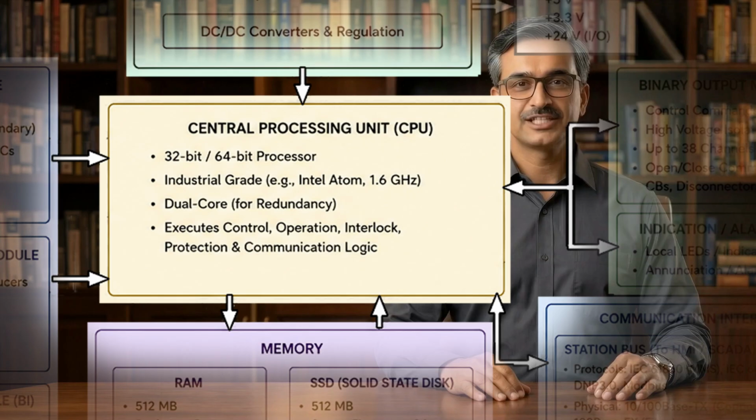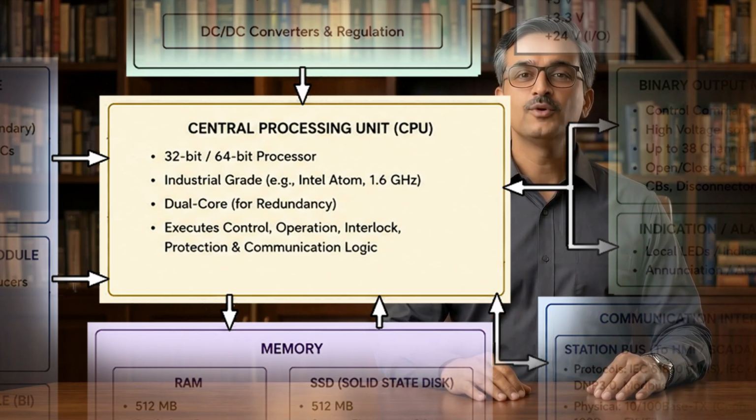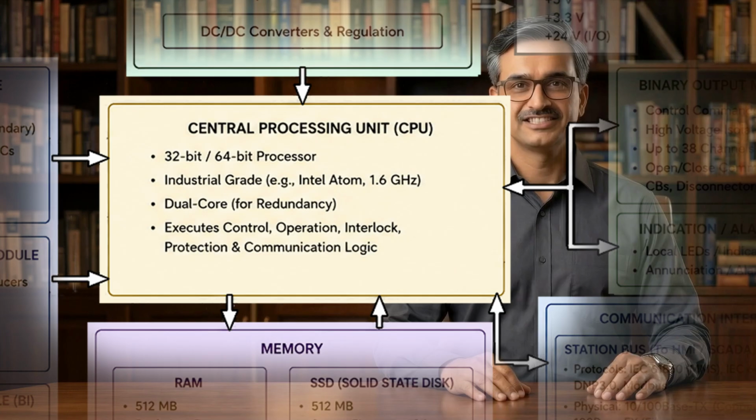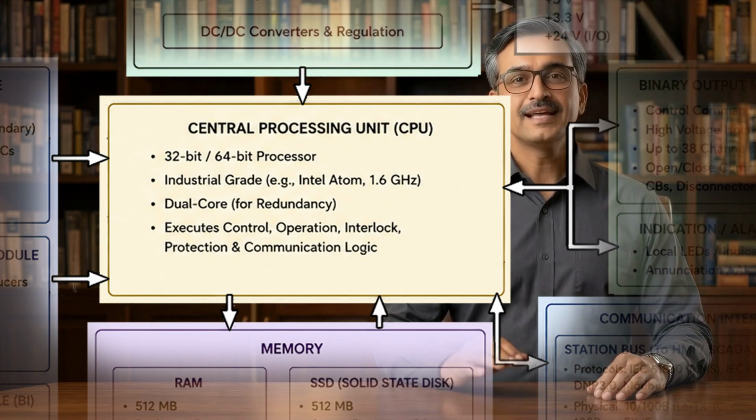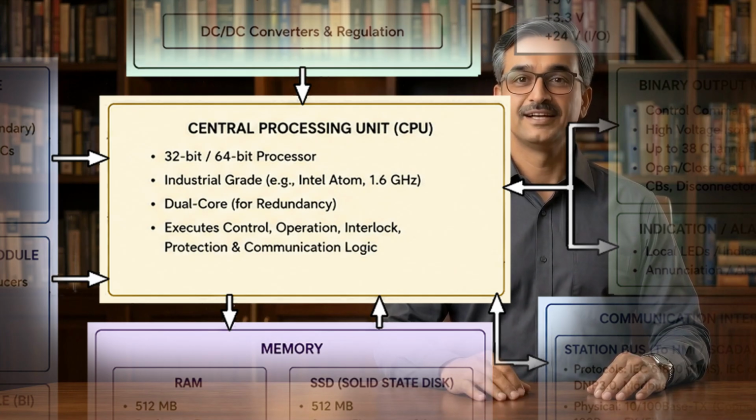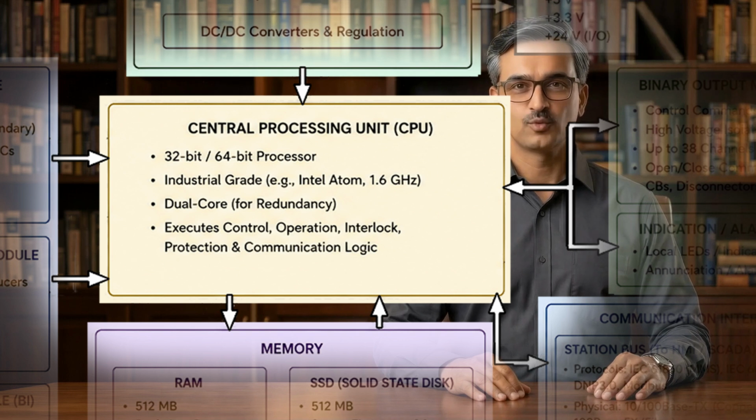This processor executes all control logic, operation sequences, interlocking checks, and communication protocols. Modern BCUs use 32-bit or even 64-bit processors. Some units use dual-core processors for better redundancy. And more sophisticated BCUs employ industrial-grade Intel Atom CPUs running at 1.6 GHz or higher.